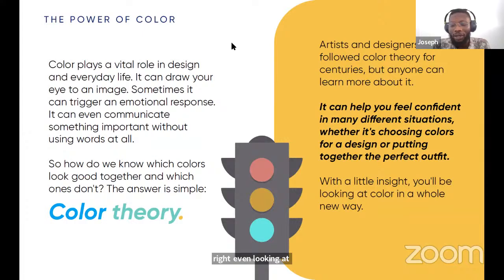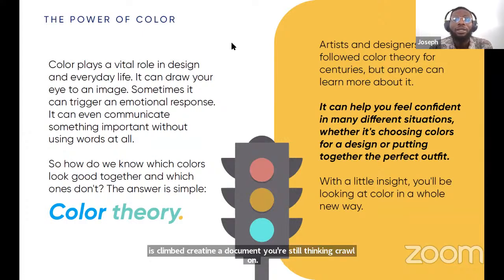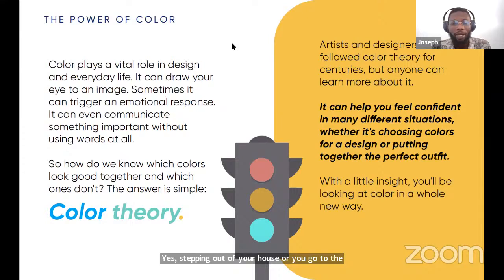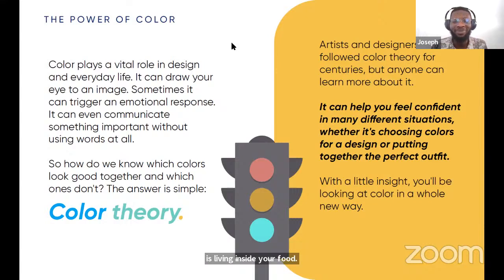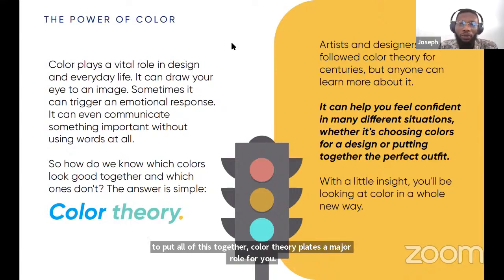You are stepping out of your house or you go to the market. Some people like green pepper, some like red pepper, color is even inside your food. Some people will not eat certain food. They say, there's no color. Right, but you looking at how to put all of this together, color theory plays a major role for you, right?